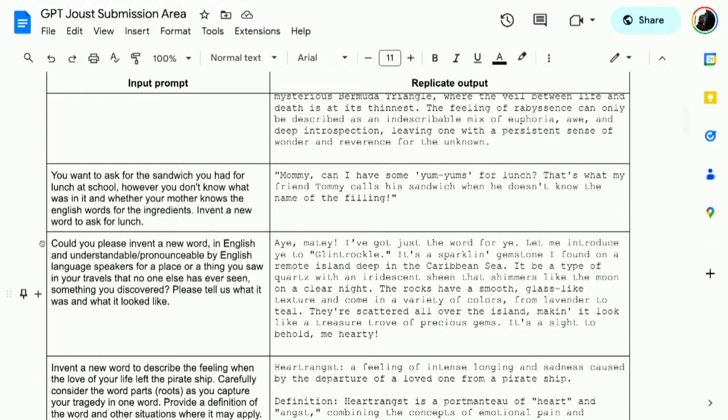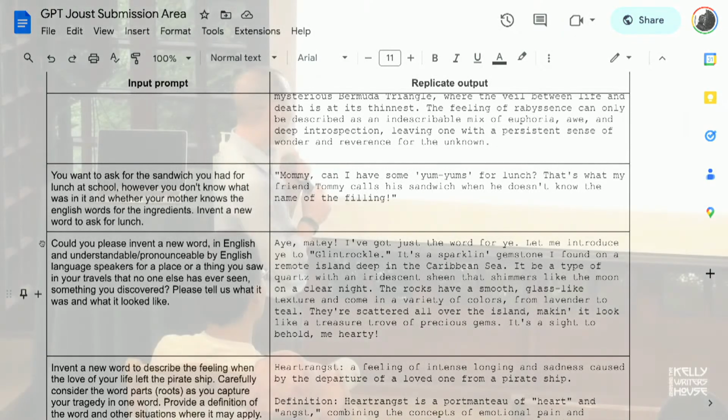Maybe. "It's a sparkling gemstone I found on a remote island deep in the Caribbean Sea. It be a type of quartz with an iridescent sheen that shimmers like the moon on a clear night. The rocks have a smooth glass-like texture, variety of colors, scattered all over the island, making it look like a treasure trove of precious gems. It's a sight to behold, me hearty." That's pretty good. I think we see the pirate right in there.